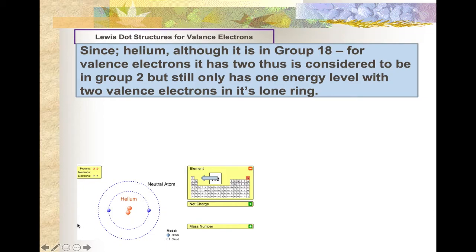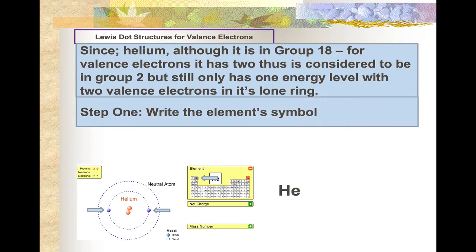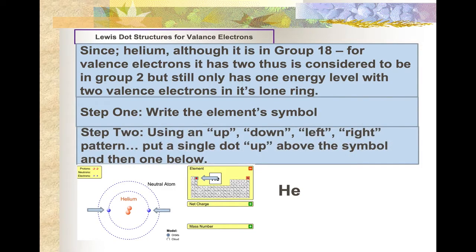Lewis says, step 1, write the element symbol. Okay, Lewis, there you go. Step 2, using the up, down, then left, then right pattern, put a single dot starting in the up position and then move the next one down. So just like hydrogen, we put the first one on top, but since it has 2, we're going to take the second one and put it down below. We're done. That is the Lewis dot structure of helium. It says it has 2 valence electrons.